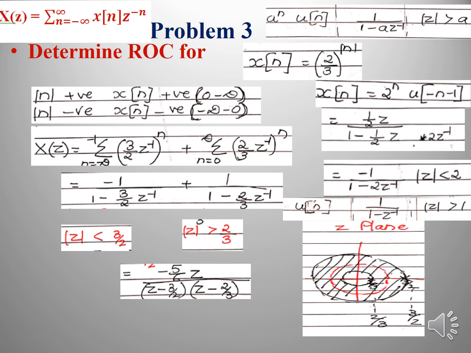On solving this and converting it into a better form, we would get the solution as minus 5 by 6 z divided by z minus 3 by 2 into z minus 2 by 3. Thus, the region of convergence lies with modulus of z between 2 by 3 and 3 by 2, resulting in a two-sided sequence, as can be seen in this particular problem.